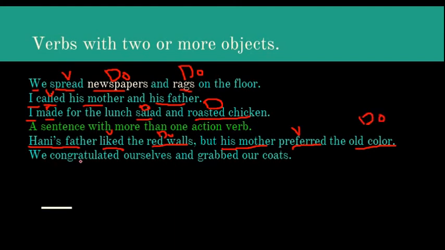We congratulated ourselves and grabbed our coats. In this sentence, we is subject. Congratulated is action verb. Congratulated what? Ourselves. And grabbed is again action verb. Grabbed what? Our coats. So, in some sentences, there will be more than one action verb and may have direct object after each action verb. These two sentences are the examples. I hope it's clear now.